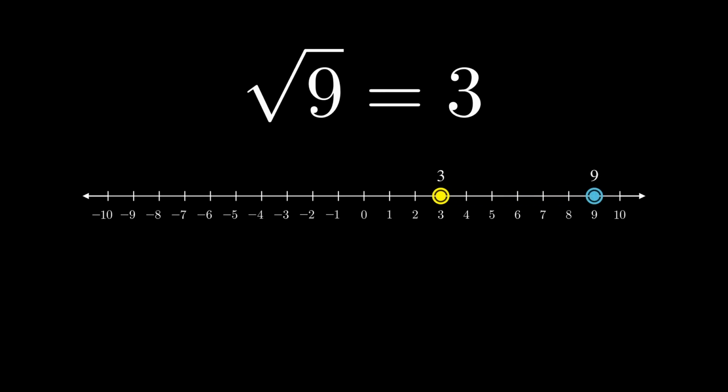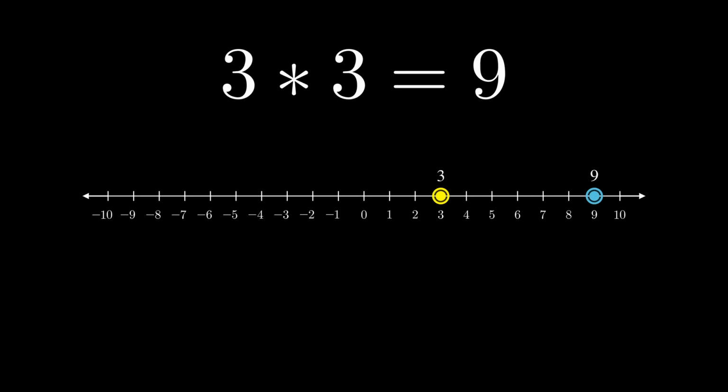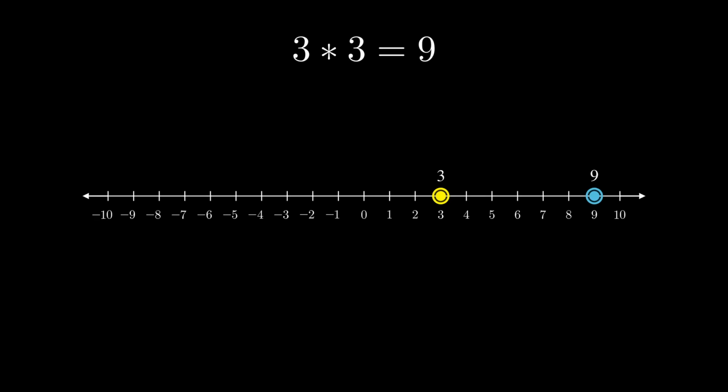You hopefully aren't surprised by the result, but there's also a different answer. -3. You may say, how is this possible? How can a maths question have more than one answer?